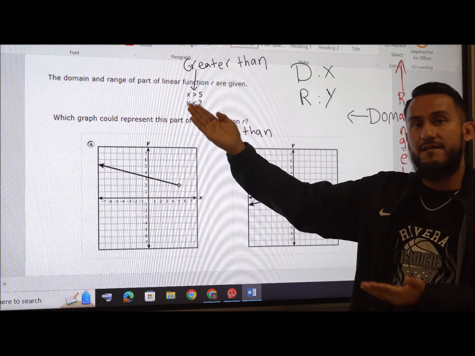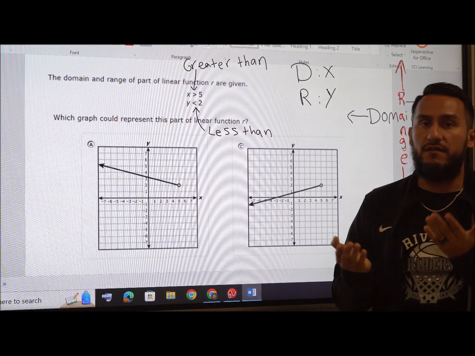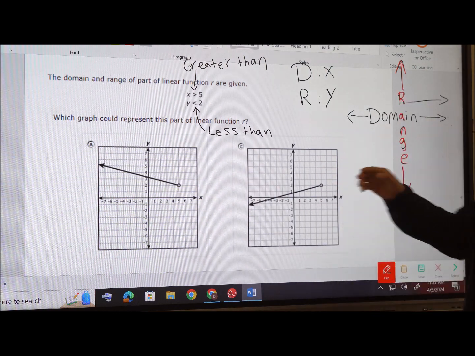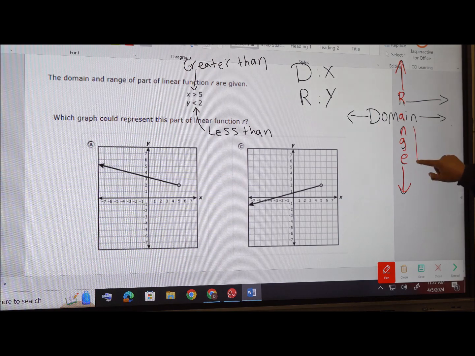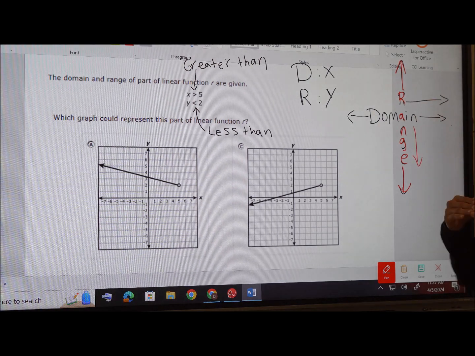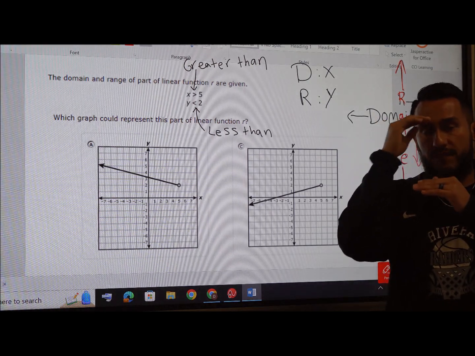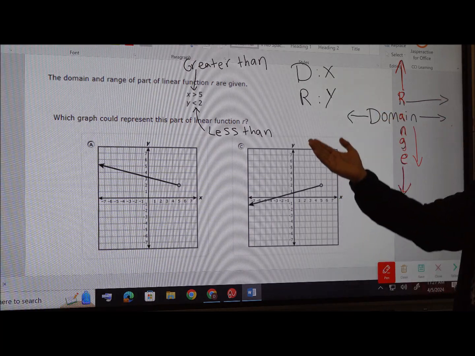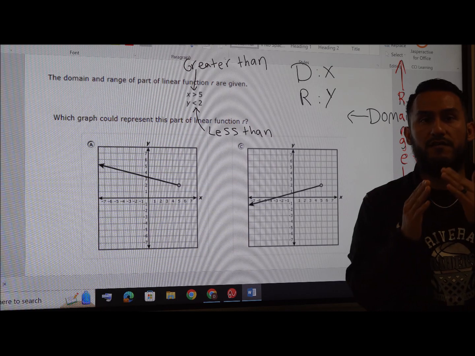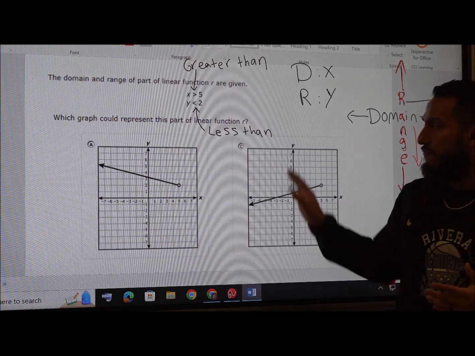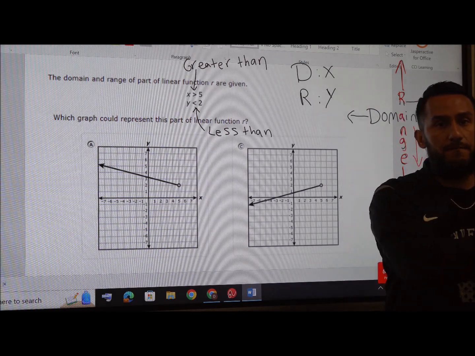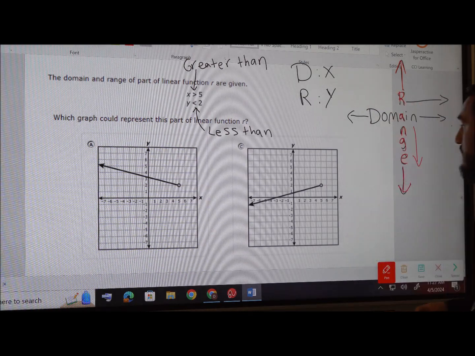Here, we want to go less than 2. So you kind of have to figure out that you're going to be moving downward. So less means down. And so we're going to be moving down from the 2. And we know that the 2 is above the x-axis. So it's going to be 2 units up, and we're going to be moving in a downward direction. And based on the domain, we're going to be moving in the rightward direction. So we're looking for a graph here that shows us an arrow that is moving to the right and down.